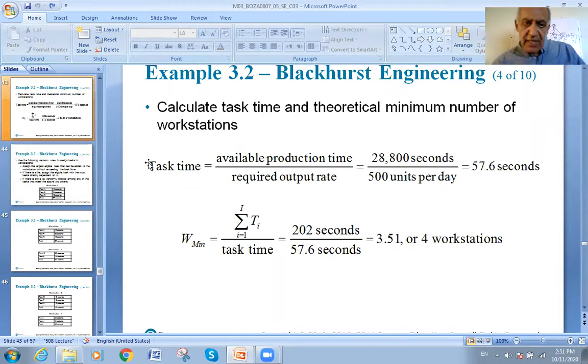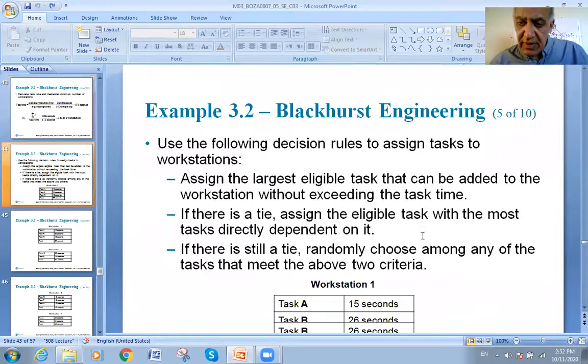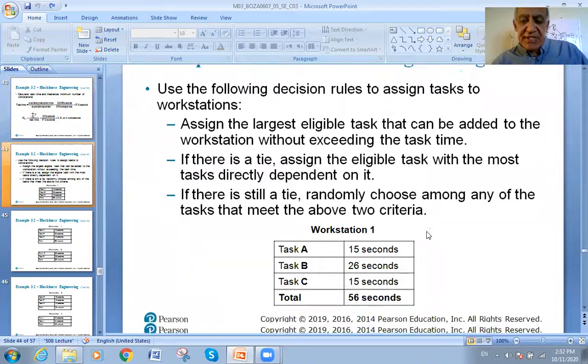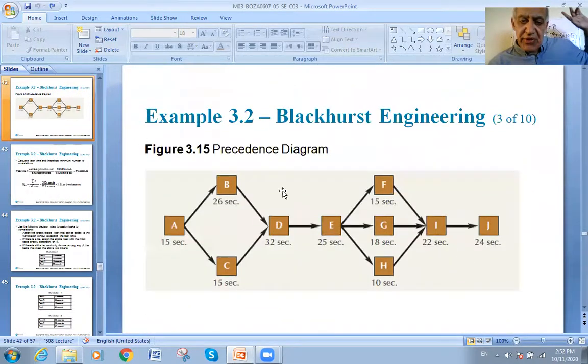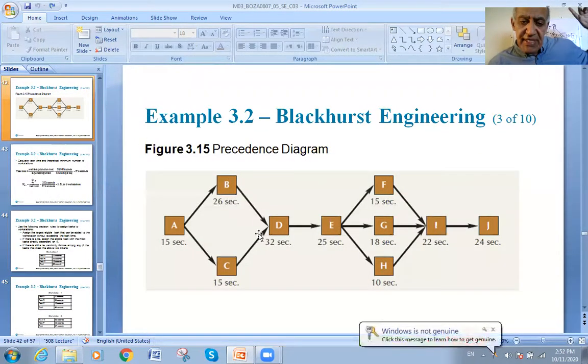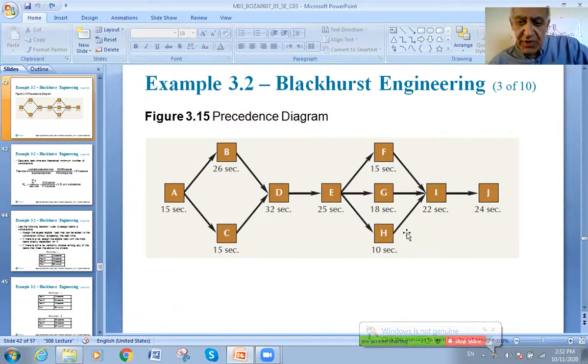Then I will say the minimum number of working stations will be 202 seconds divided by this number. It will give me 3.51, so I will have 4 workstations. My work will be divided into 4 workstations, like I did on the board. A and B and C are the first, D and E the second workstation, F and G and H the third, I and J the fourth workstation.